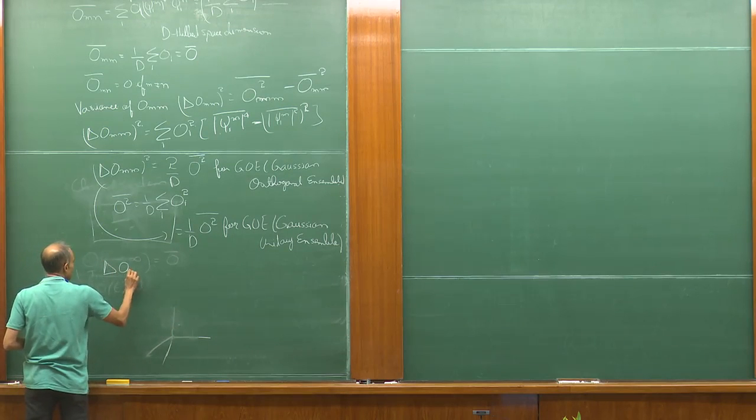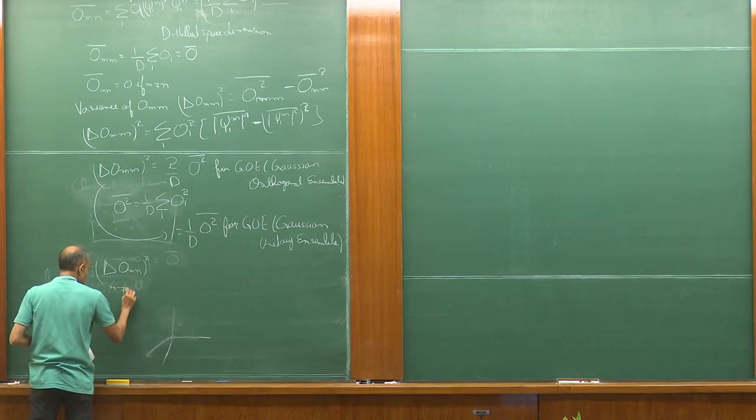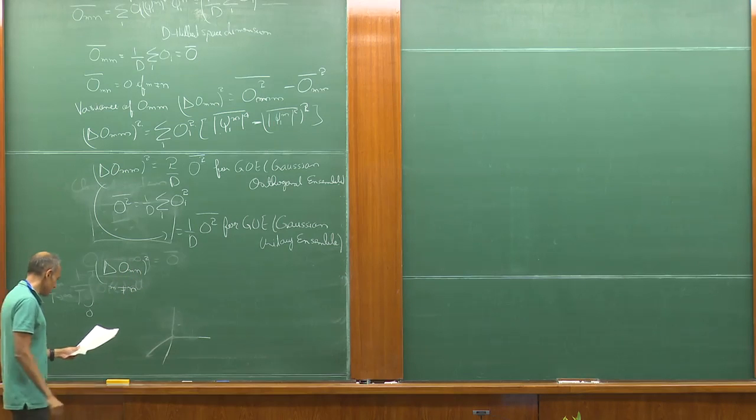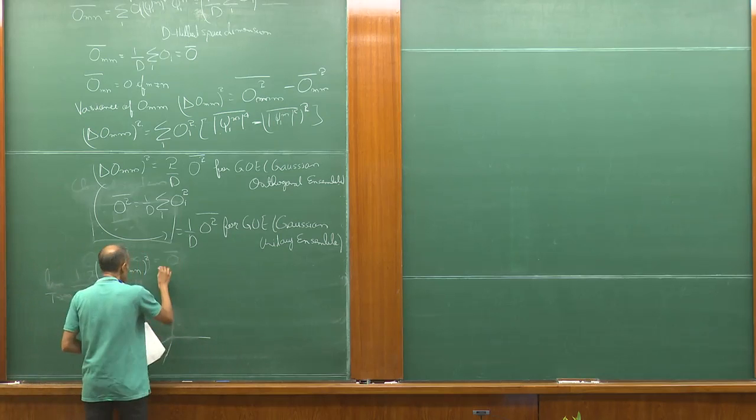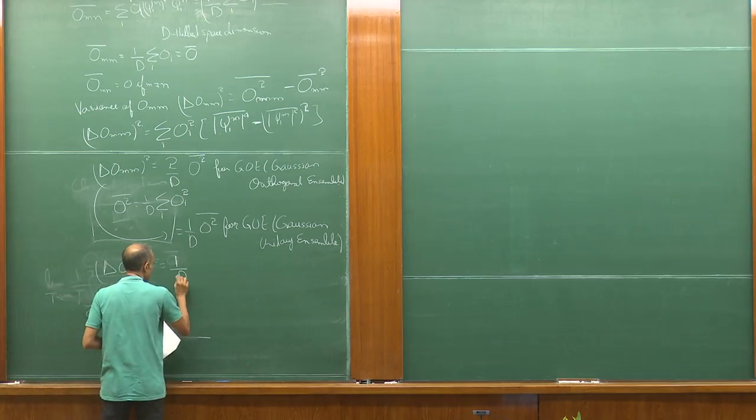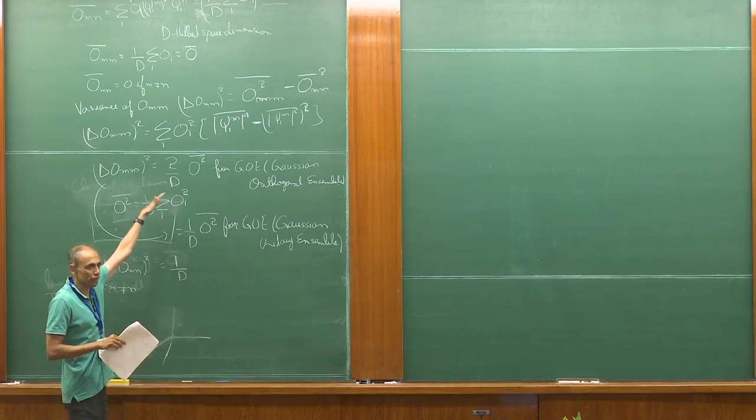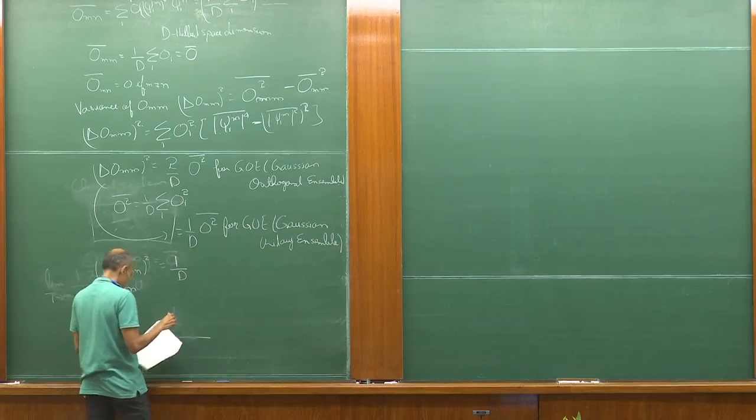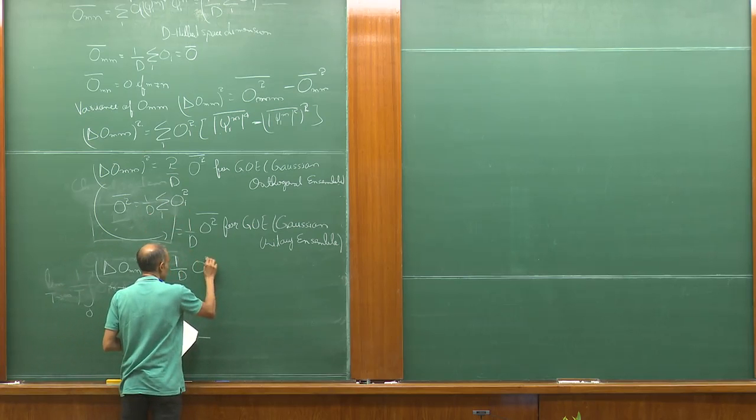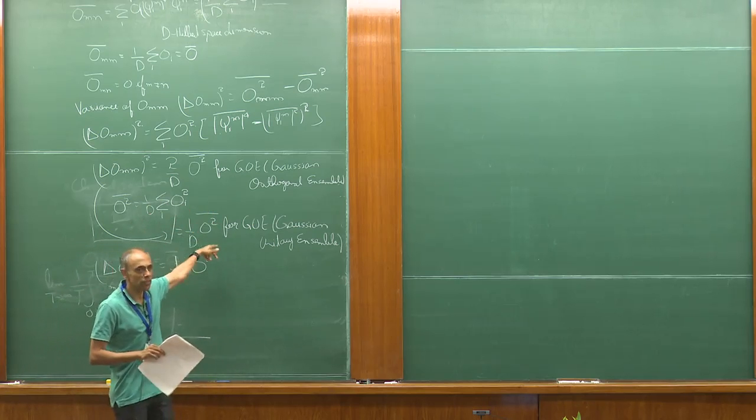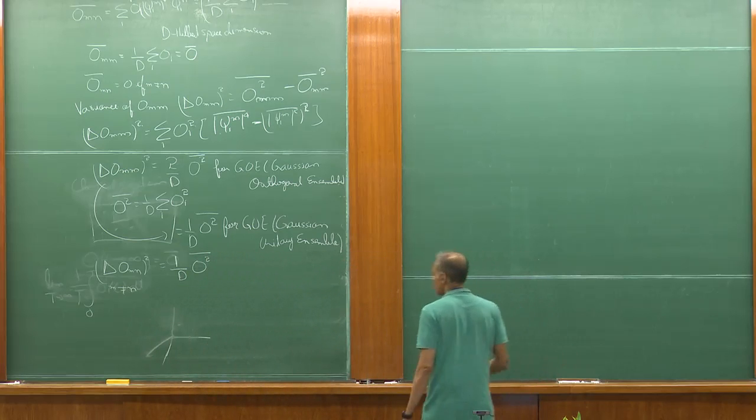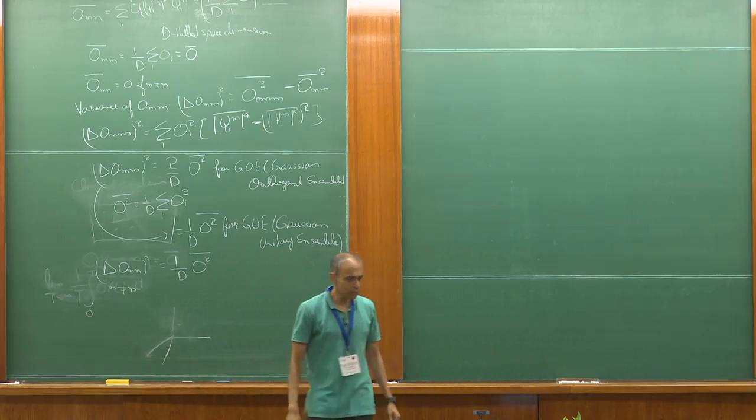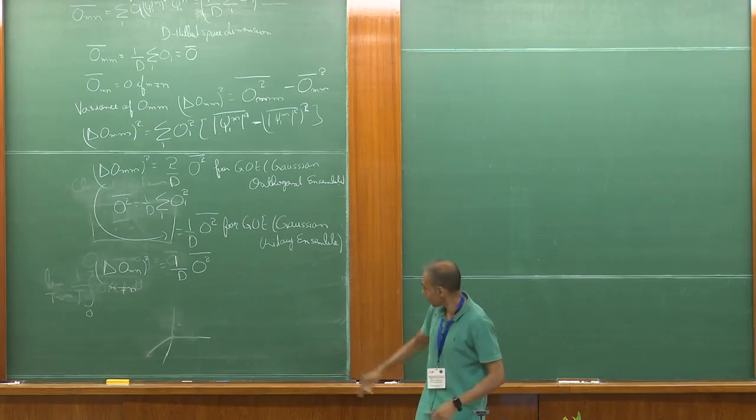So delta O_mn squared, where m is now not equal to n. So these are the off-diagonal matrix elements. You can go ahead and do this calculation, and when you do it, using the properties of these ensembles, you will find that this is equal to 1 over d times O squared bar for both GUE and GOE. So the difference between GUE and GOE shows up in the variance of the diagonal matrix elements. For the off-diagonal matrix elements, you have that.